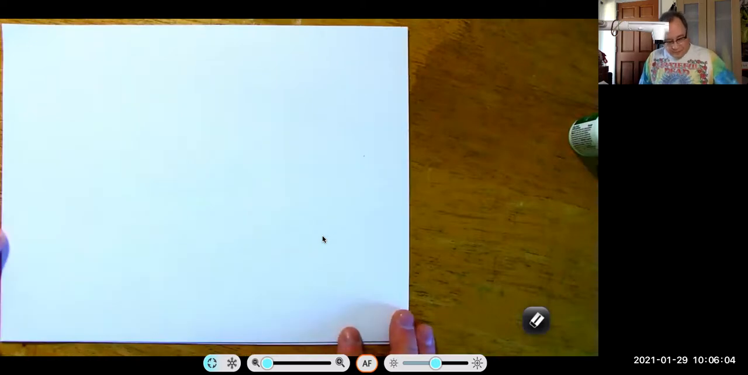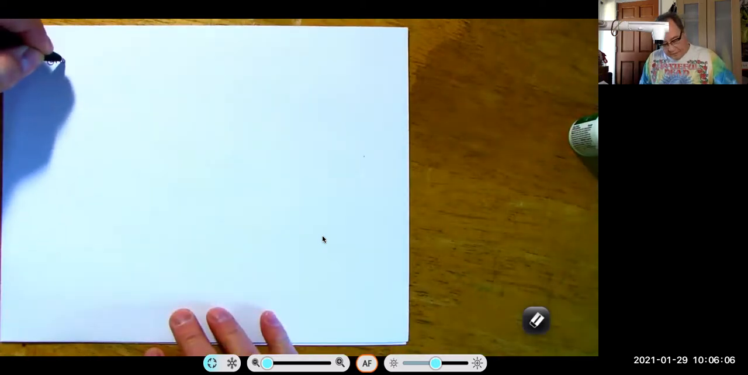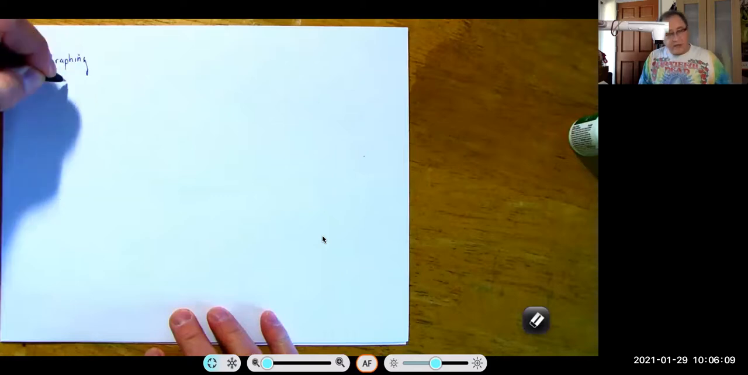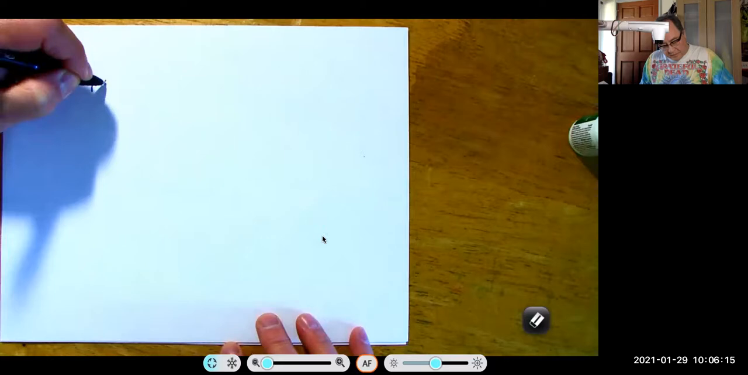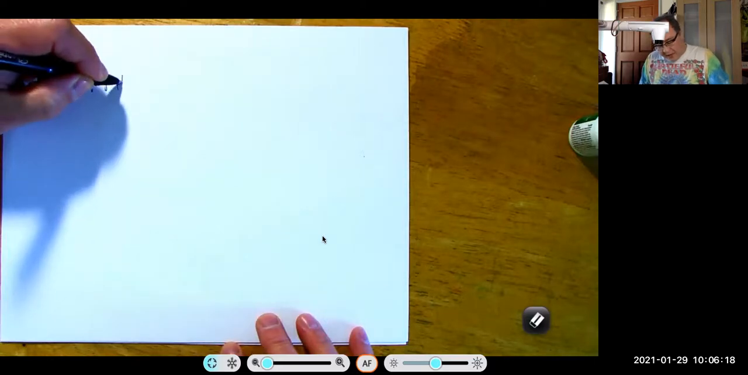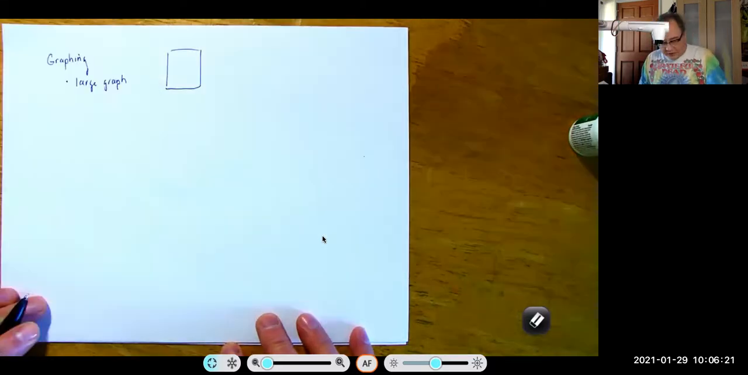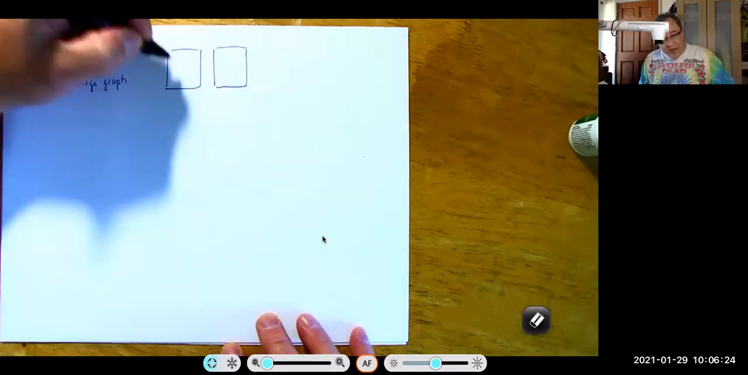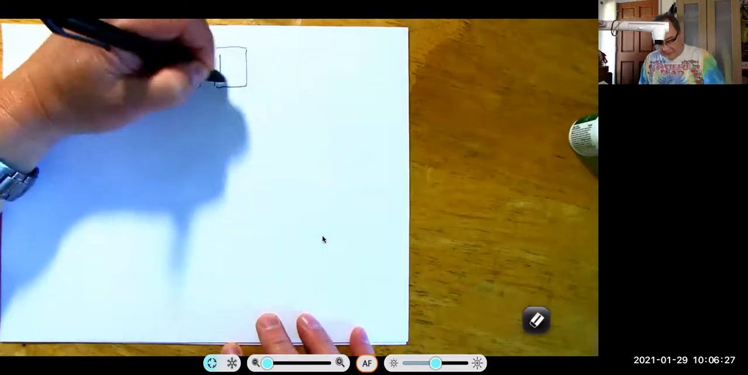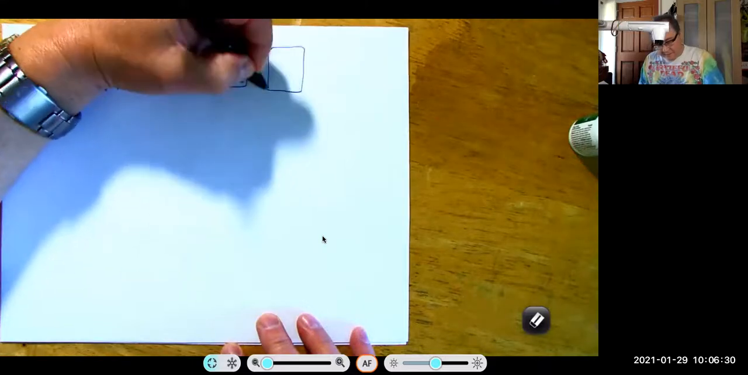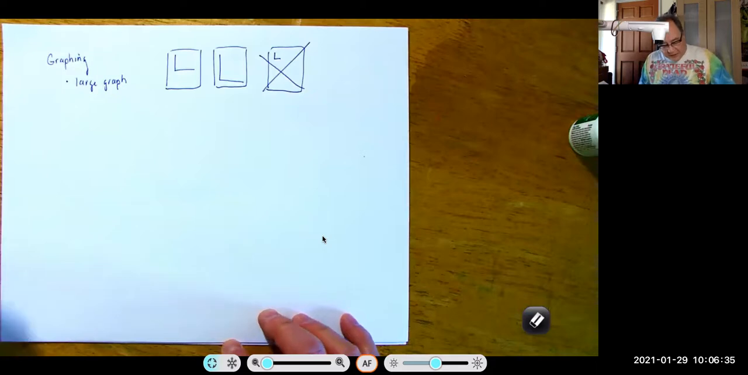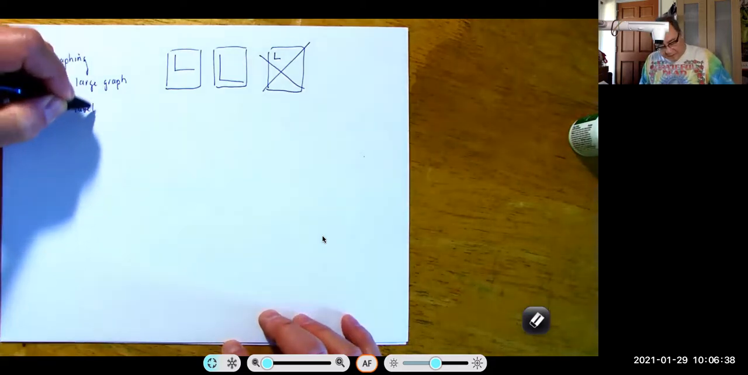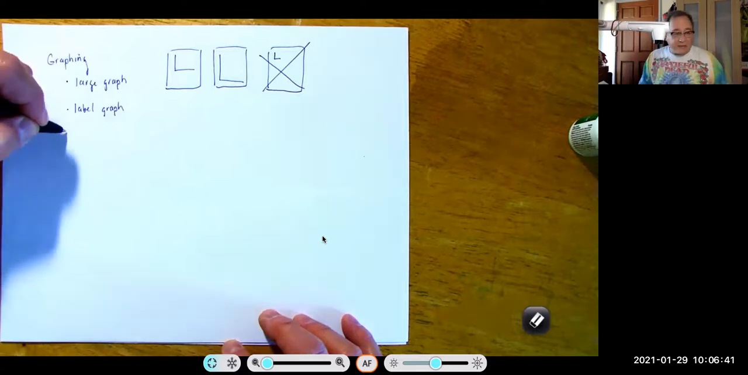So let's look at graphing. One of the first things you want to do is use a large graph. So if this is your page, or this is your page, this would be okay. This would be okay. That would be not okay. Secondly, you want to label the graph. And we'll see an example of that in just a moment.